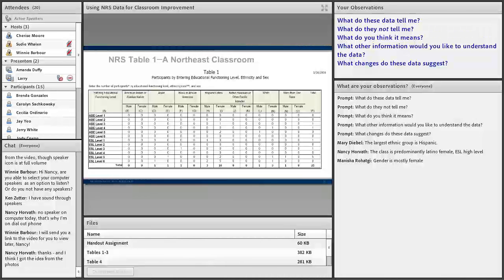Are they in the appropriate class? Is this where they're supposed to be? And so we don't know that. We would, of course, have to dig a little bit deeper, but this is what we can find out when we're looking at Table 1, for example.